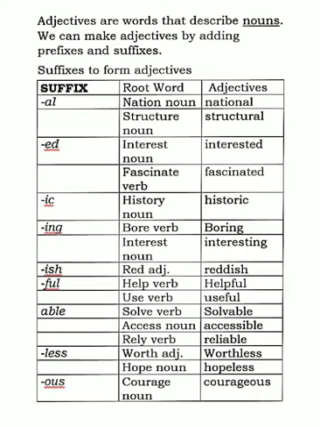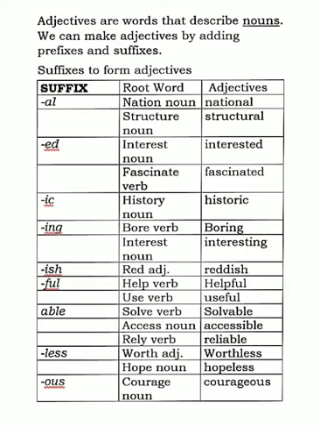As I told you, adjectives can be formed from nouns, verbs as well as other adjectives. Come to the next suffix, full. Help is a verb and its adjective form will be helpful. Use is also a verb, useful. Now come to the next suffix, able. Solve is a verb, solvable is an adjective. Now come to access. Access is a noun and its adjective form will be accessible. Rely is a verb, so its adjective form will be reliable.